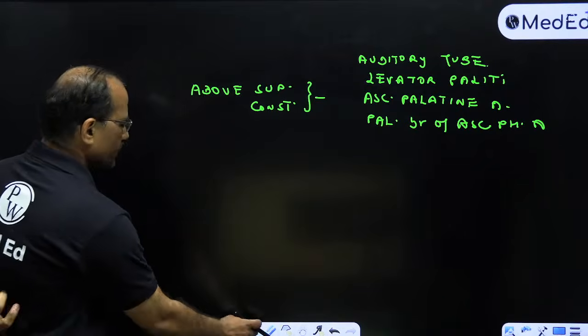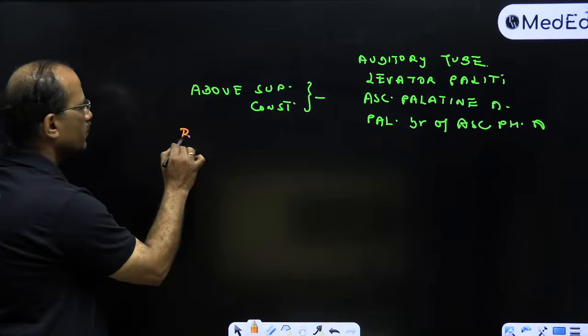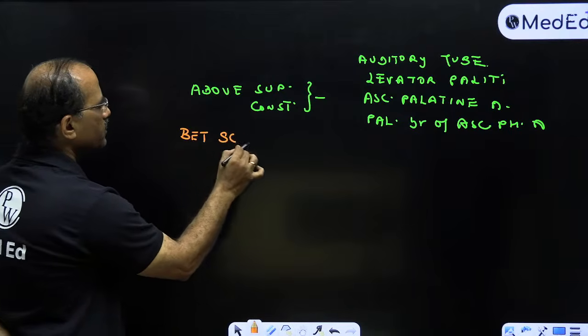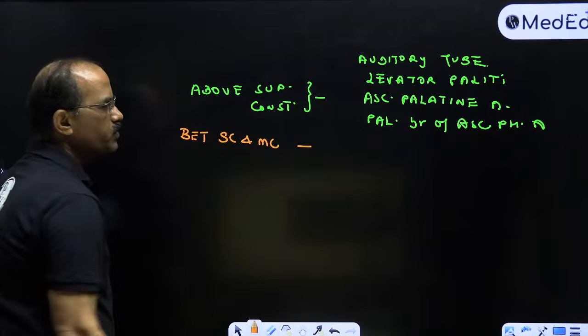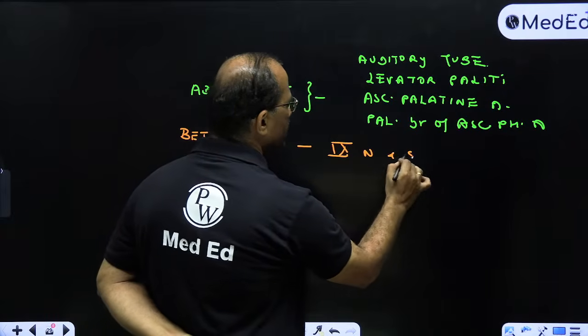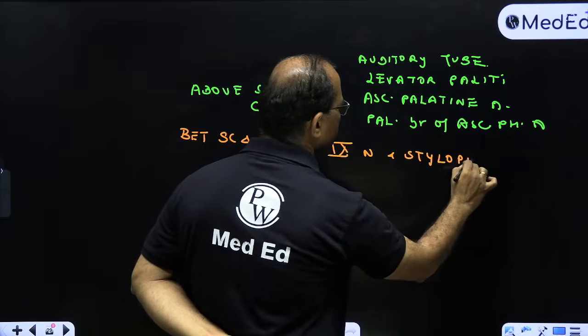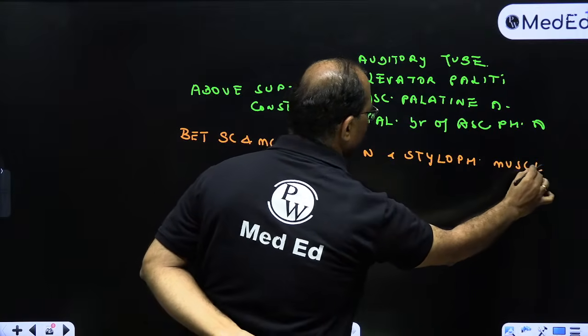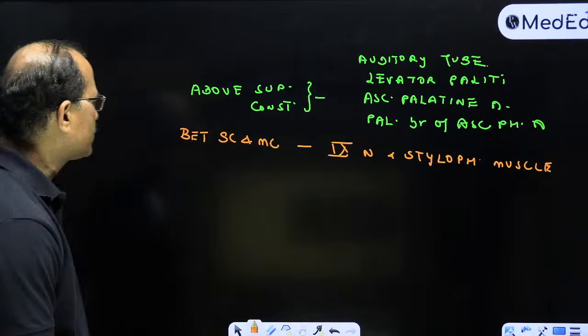Okay, then coming to the next one, between the superior constrictor and middle constrictor. Between the superior and the middle constrictor goes the glossopharyngeal nerve and stylopharyngeus muscle.